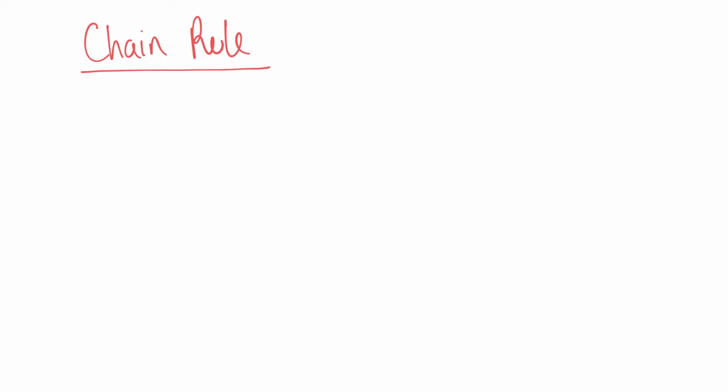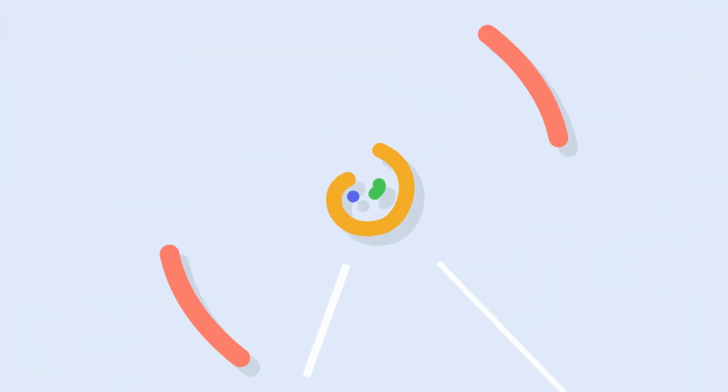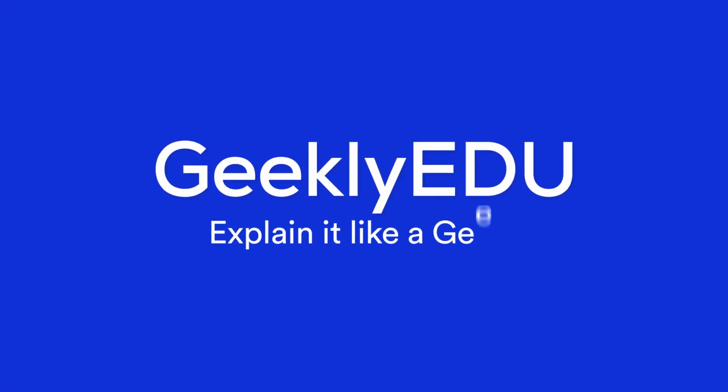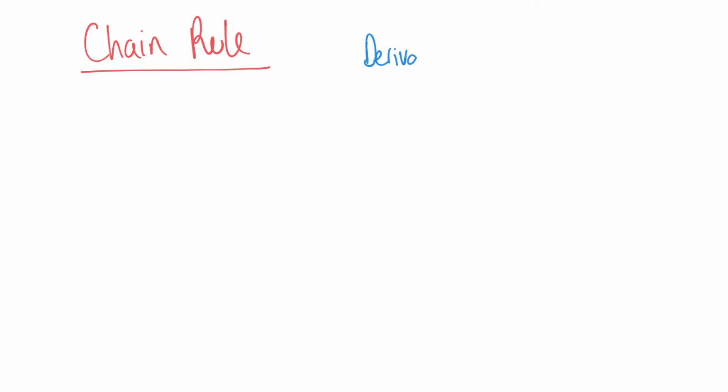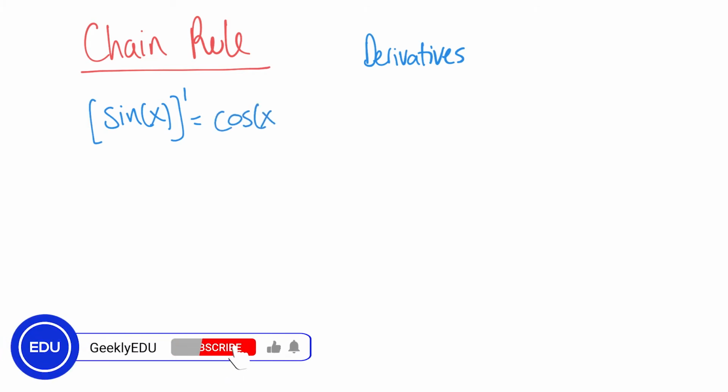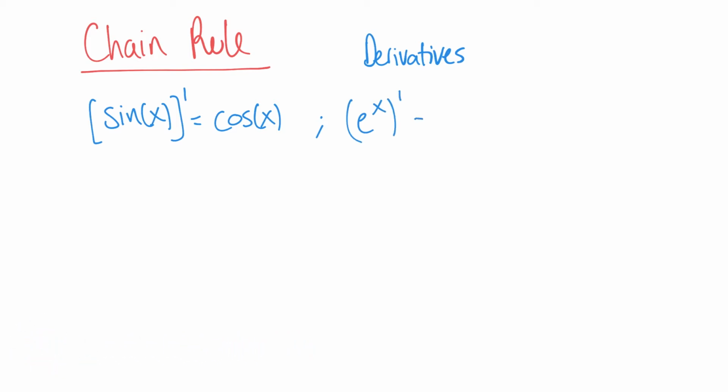So, the chain rule is a very important topic when it comes to derivatives. And basically the idea is that, when we start to go over derivatives, we have, let's call them simple functions, okay? So we can have sine of x, and we can take the derivative of this, and this is cosine x, okay? I can have e to the power of x prime, which becomes e to the power of x, and so on and so forth.